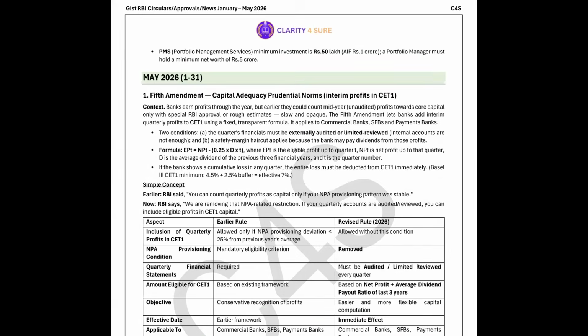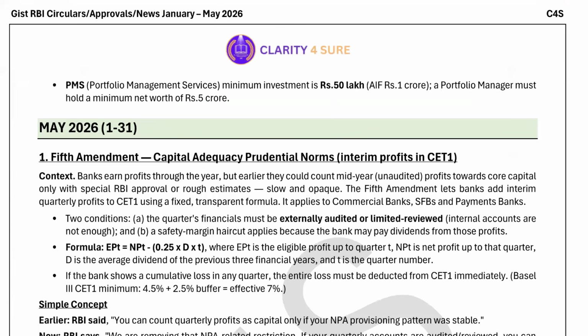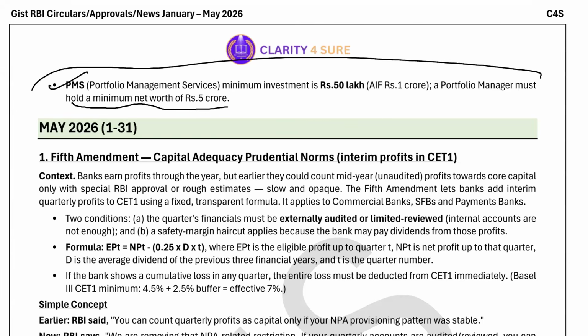Right, so PMS, the last report, the Harbinger report, have a look. Portfolio Management Services: the minimum investment is rupees 50 lakh, for AIF it is rupees 1 crore. A portfolio manager must hold a minimum net worth of rupees 5 crore. Is it clear? This is all about the April month circulars. We have covered the April circulars.